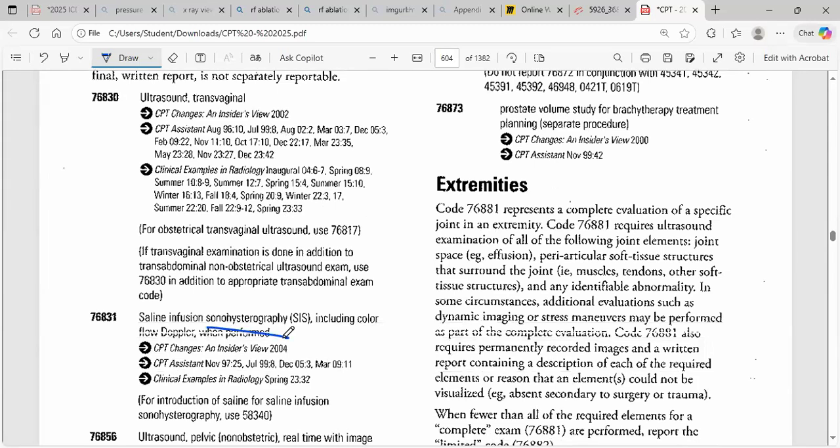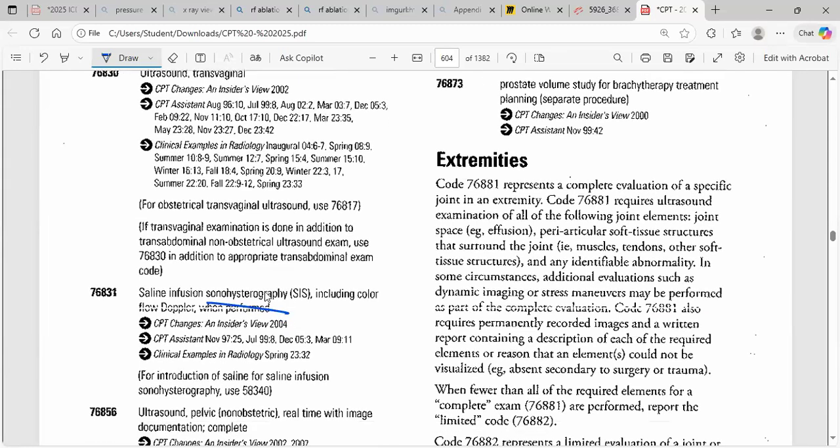Sonohystrography is an ultrasound of uterus, where the saline infusion has been inserted into the uterus through the cervix, and this procedure needs to be done to evaluate symptoms such as abnormal uterine bleeding or infertility or any abnormalities in the uterus linings. Then we have to do this sonohystrography.